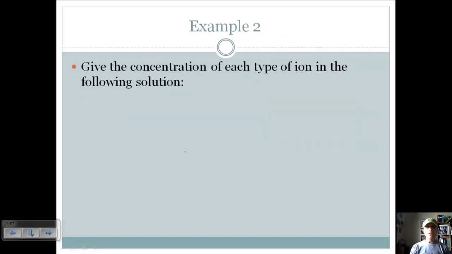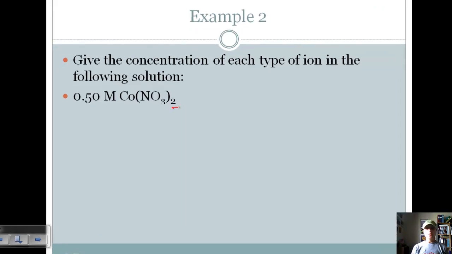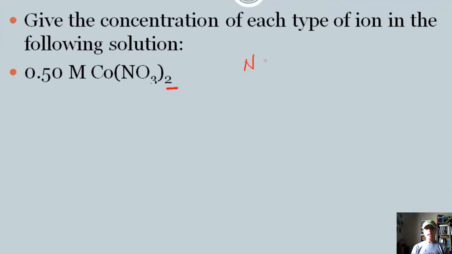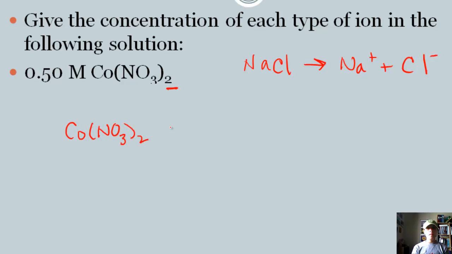So let's look at how that relates to some other compounds. What if we had something like this, where we've got 2 nitrates? Whereas before, NaCl breaks up into just Na plus and Cl minus, so it's kind of like 1 to 1 to 1. But here we've got cobalt(II) nitrate. That's going to break up into the cobalt ion, but this time we've got 2 of the NO3 minus ions. And that gives us a balanced equation.